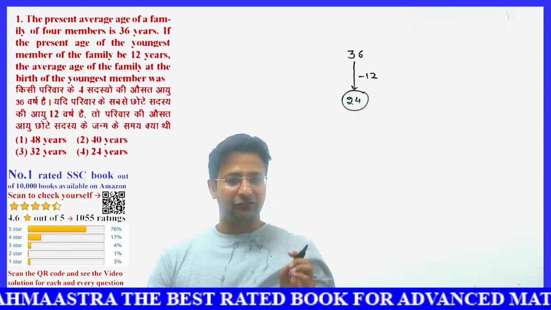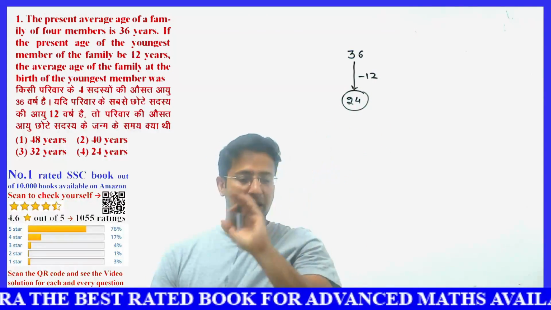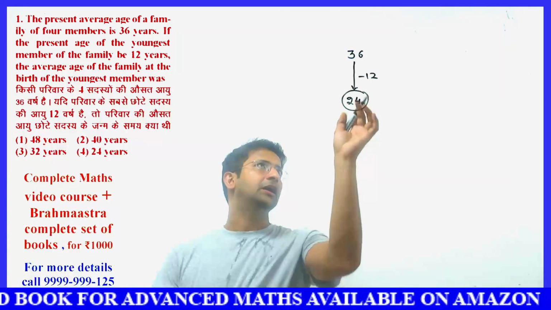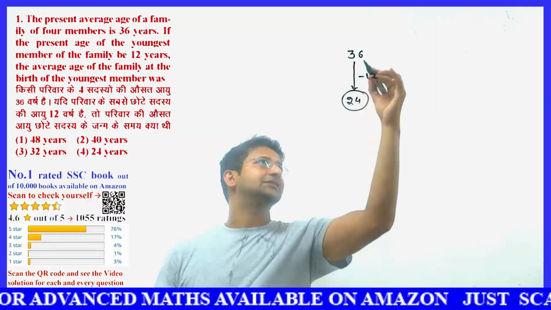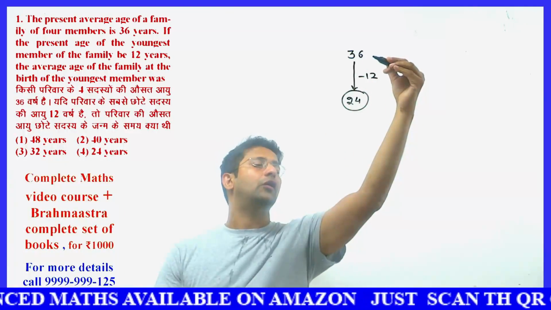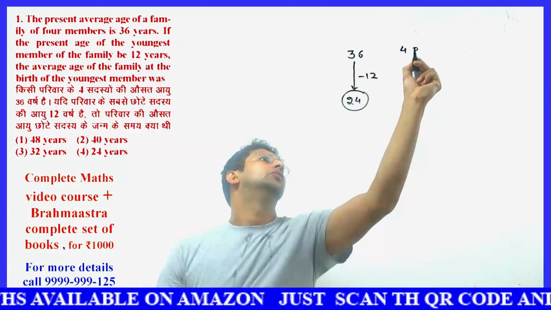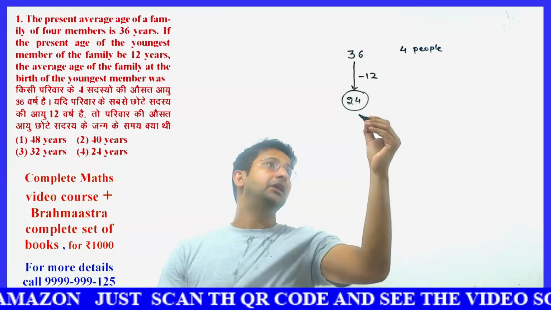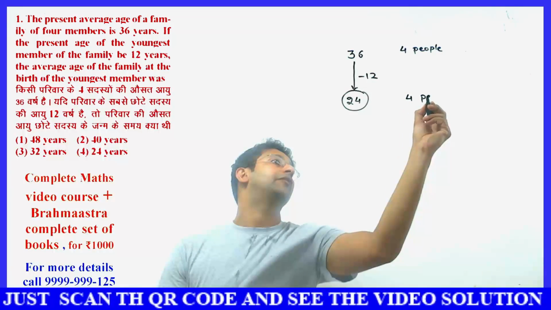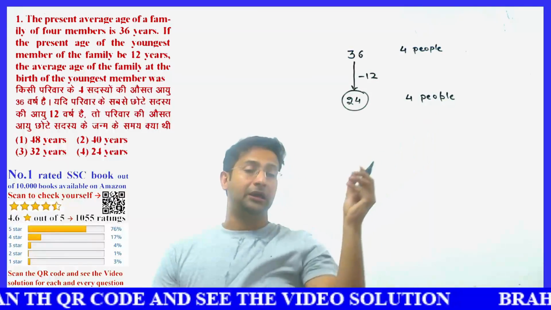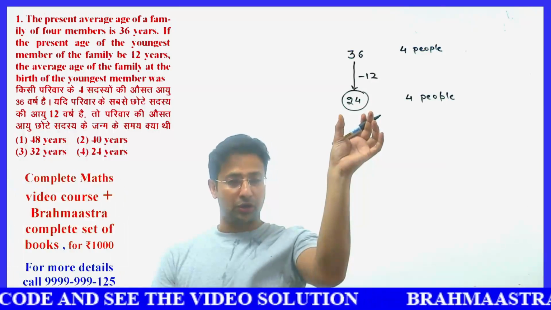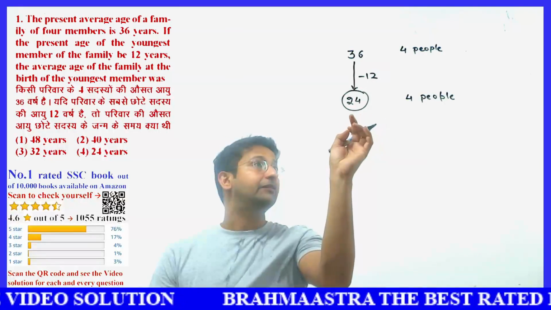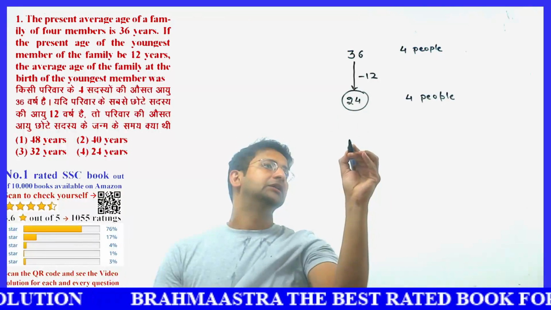I have taken this very easy question deliberately because the coming questions will be based on this concept only, and they will be a little bit tough. Okay, so first of all, this is the present age of the family of four people. This is the age of the family of four people at the moment this child was born. Okay, if somebody asks me the age of the family when this child was not born, see how will you do?